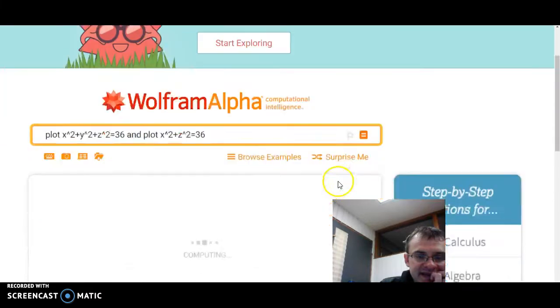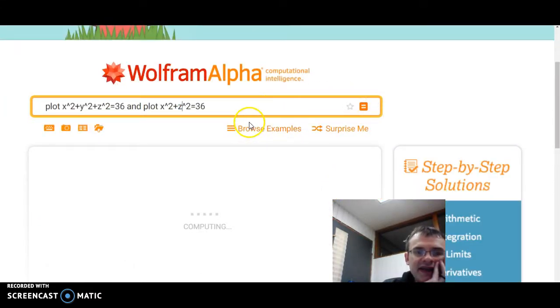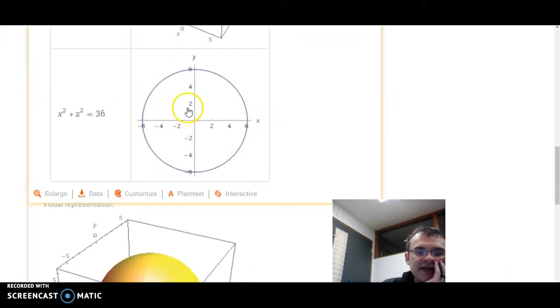Then you're going to take y out of the equation, and we're just going to look at basically the xz plane, because now we've dealt with y. We know what y does. We want to look down on the xz plane at the projection of this thing. And now we have a circle in the xz plane.